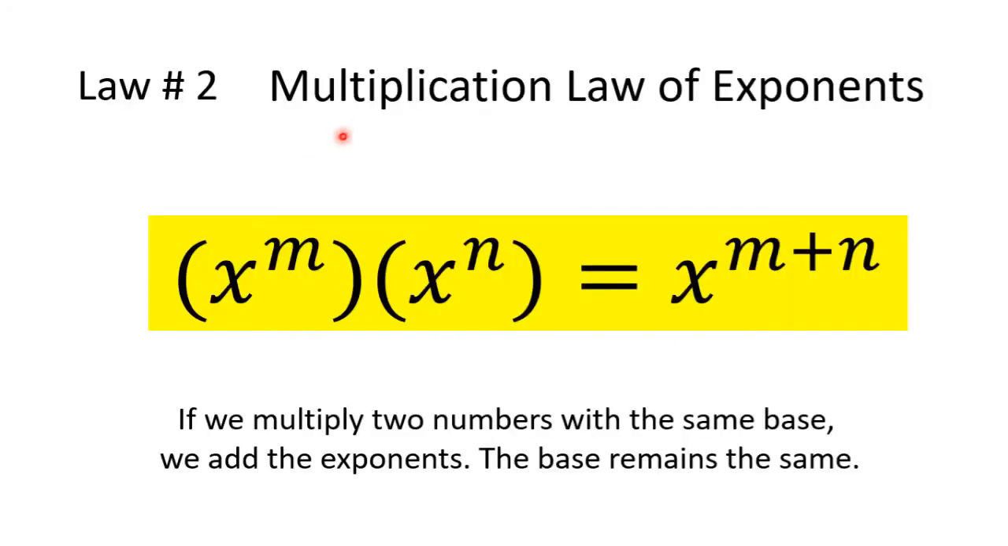Laws of exponents. Law number 2. Multiplication law of exponents. x to the power of m times x to the power of n equals x to the power of m plus n. If we multiply two numbers with the same base, we add the exponents. The base remains the same.